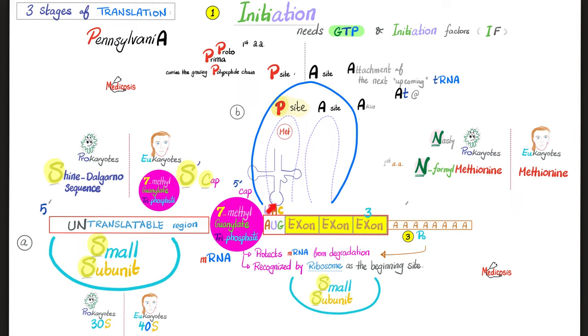Because remember, the function of the cap is what? Is to be recognized by the ribosome as the first translatable site. And then you can translate the AUG into methionine. Who's the first amino acid? In eukaryotes, methionine. In prokaryotes like bacteria, it's N-formyl methionine. Mnemonic time. N because bacteria are nasty. Formyl because they are smelly.